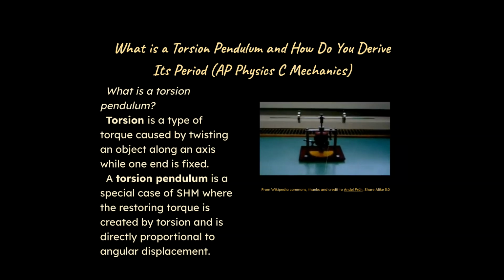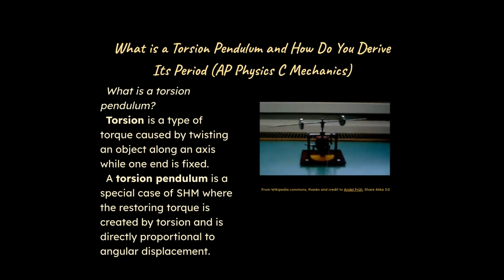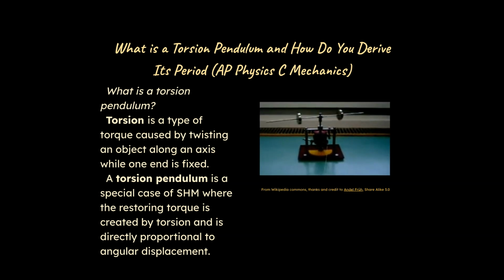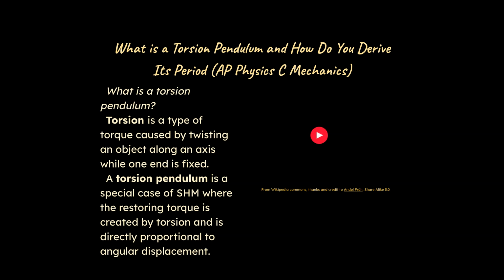So you can see the object here, and that is something of a torsion pendulum right here. It's going to be able to go back and forth, and it's resisting the twisting. The stiffness of the material is going to be resisting the twisting, causing it to twist back to the position it used to be at.